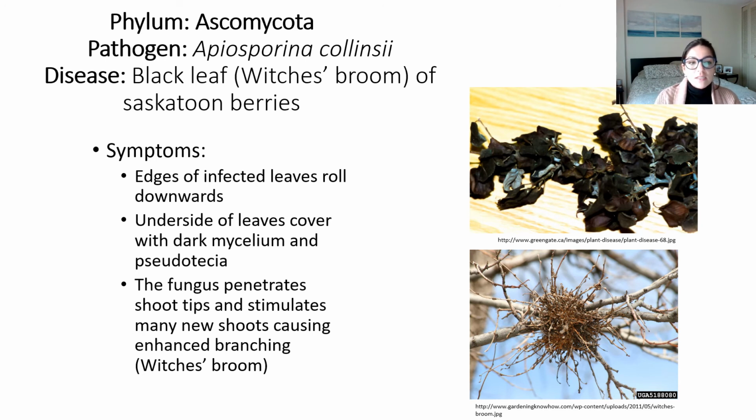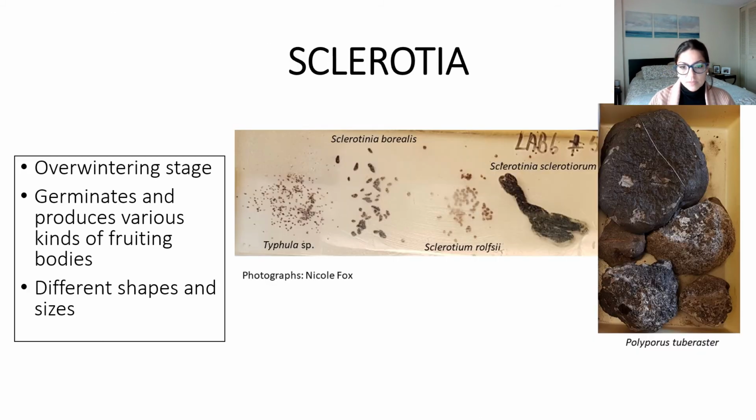Apiosporina collinsii is the cause of black leaf and witches' broom of Saskatoon berries. What are the symptoms this pathogen causes? The edges of infected leaves roll downwards, and the underside of the leaves, as we can see in this photograph, are covered with black mycelium and different pseudothecia. Also, the fungus is capable of penetrating the shoot tips and stimulating the growth of many new shoots, causing enhanced branching, which is what we know as witches' broom. Here we have this photograph of how witches' broom looks in Saskatoon berries.